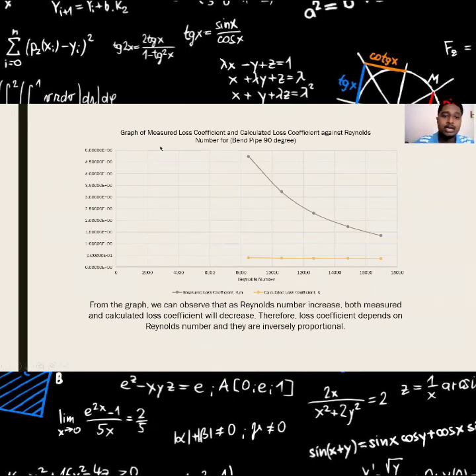And here, the graph of measured loss coefficient and calculated loss coefficient against Reynolds number, but this one is for bend pipe 90 degrees. So from the graph, we can observe that as Reynolds number increases, both measured and calculated loss coefficients will decrease. Therefore, loss coefficient depends on Reynolds number and they are inversely proportional.